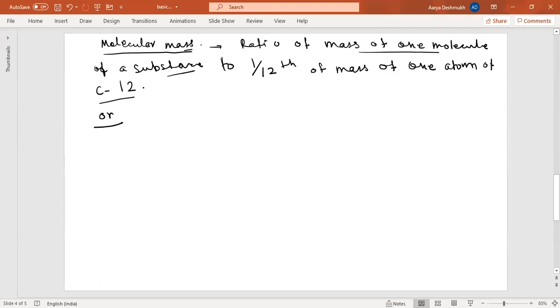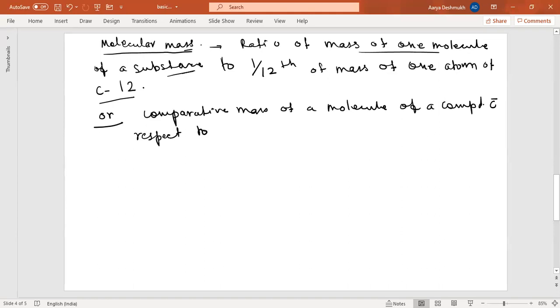It is the number that indicates comparative mass of a molecule of a compound, isn't it? With respect to 1/12 of mass of one atom of carbon 12. Meaning is same, and it is expressed in atomic mass unit.